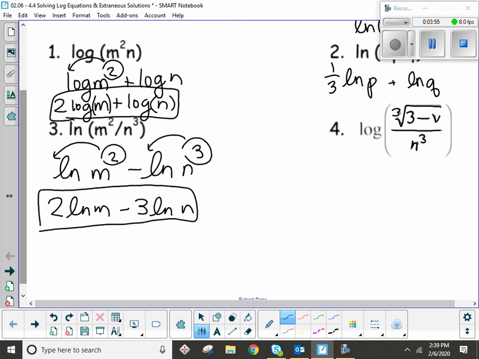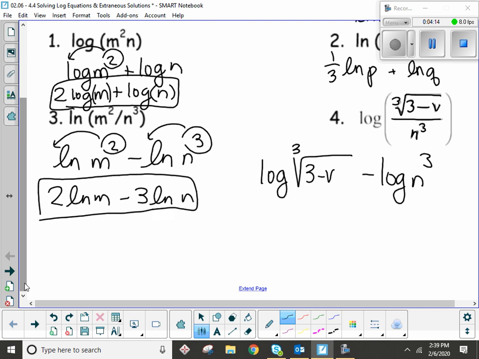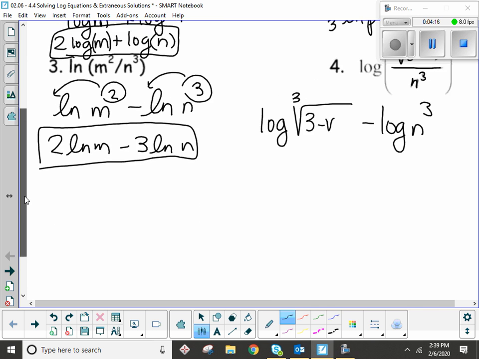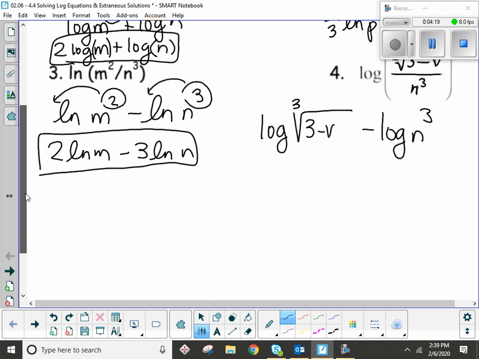Which thing do you want to do first? The radical or the separating? The separating? Okay. So that looks like this. Log radical 3 minus v minus log n cubed. And then we'll take care of the radical.